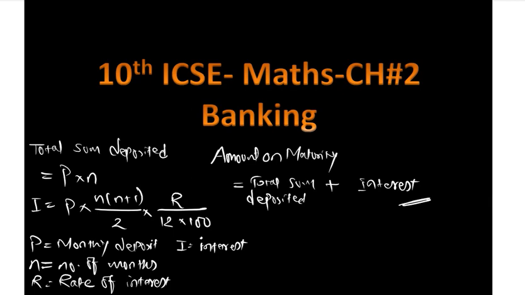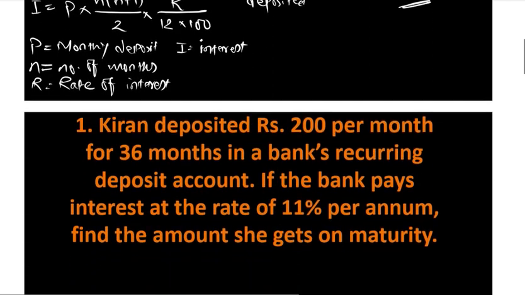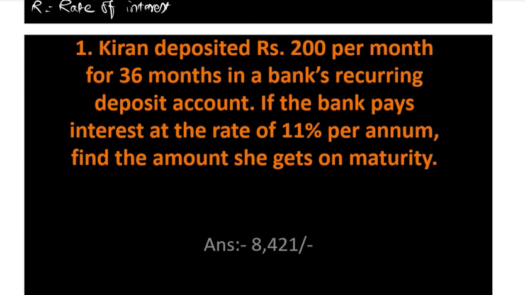So yeah, these are some things which you must know before starting the chapter. It's a very short chapter. Let's finish it, get done with it. So first question, Kiran deposited rupees 200 per month for 36 months in a bank's recurring deposit account. Now, what we'll do is we'll write what is given, what has to be found out. You can pause the video, apply the formula, put the values, calculate the answer, and then check with my answer or check with the answer which is given over here, right? I'll show you how to do it once.